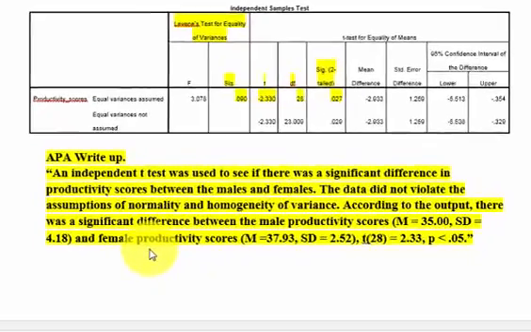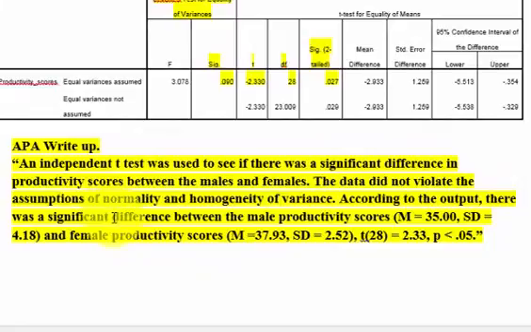And this is how you would write it up. An independent t-test was used to see if there was a significant difference in productivity scores between the males and the females. The data did not violate the assumptions of normality or homogeneity of variance. According to the output, there was a significant difference between the male productivity scores, and you put the means and the standard deviations, and the female productivity scores, same thing, means and standard deviations, and the p-value is less than 0.05. I probably should have put in there the critical alpha level of 0.05, but if I forget it, I'm not going to knock you. So that's question number 1.